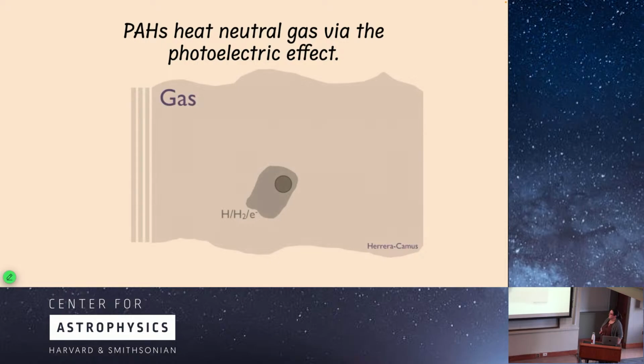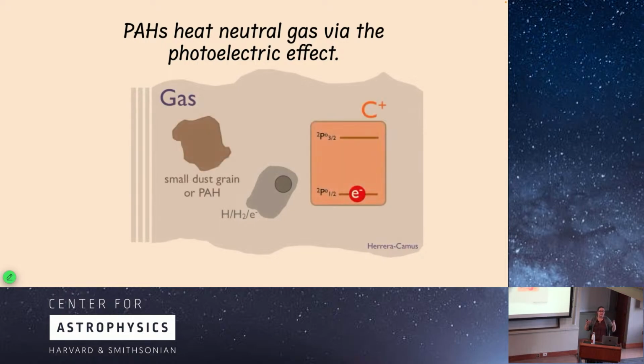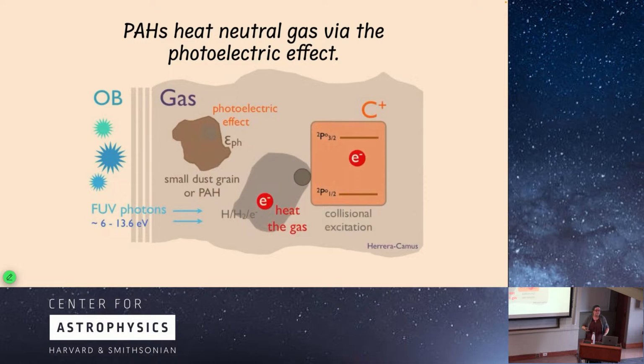The first thing they do is produce photoelectric heating. Some fraction of the time when a PAH absorbs a UV photon, it ejects an electron that goes on to heat up the gas. In fact, for the neutral gas in the galaxy, the photoelectric effect from PAHs is the dominant heat source. In this situation, the dominant coolant of this phase is the 158 micron carbon plus emission line. So between PAHs and carbon, we have essentially the whole heating and cooling cycle of neutral gas, which is kind of exciting.